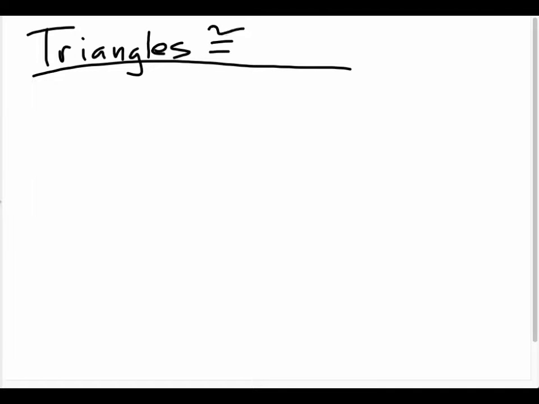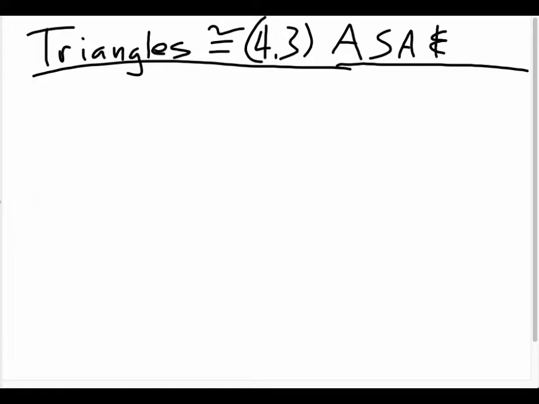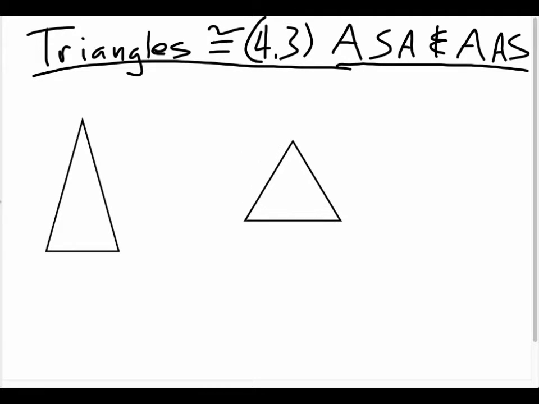All right, so today we're going to talk about triangles again, and we're going to focus on congruency, and this is actually 4.3, and we're going to prove congruent triangles by using angle, side, angle, and angle, angle, side. And remember, these things are going to go in order. So let me, before I talk, let me draw some triangles and kind of explain what I'm referring to.